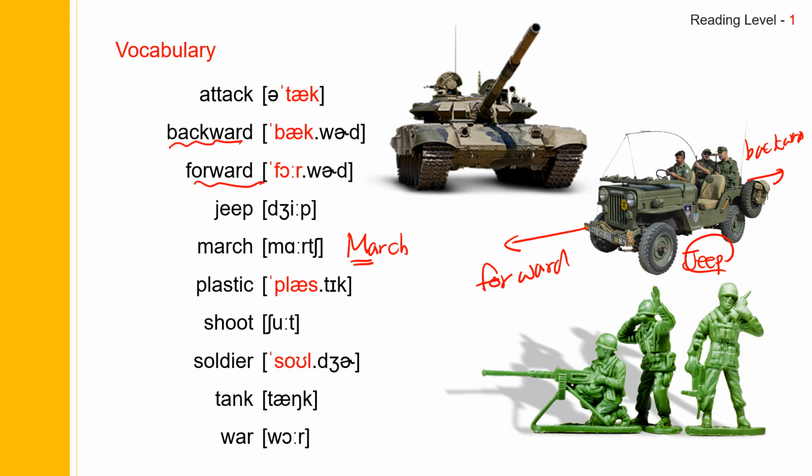And then plastic. So this one, plastic soldier. So these soldiers are plastic. Plastic. Soldiers, plastic, soldier, and then this one is a tank, tank, attack, backward, forward, jeep, march, plastic, shoot, soldier, tank, and war.